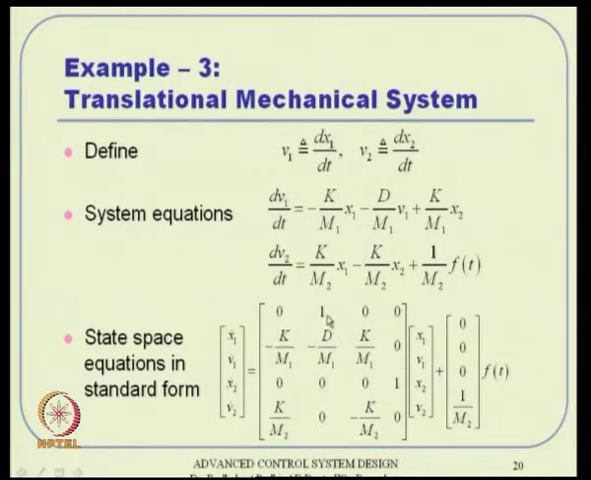So, that is why this is a 1, x 2 dot is v 2, that is why this is a 1. However, v 1 dot is like this, whatever you see here. Okay. That is a minus k by m 1 into x 1. So, that is why it is minus k by m 1 here, minus d by m 1 here and k by m 1 here. Okay.